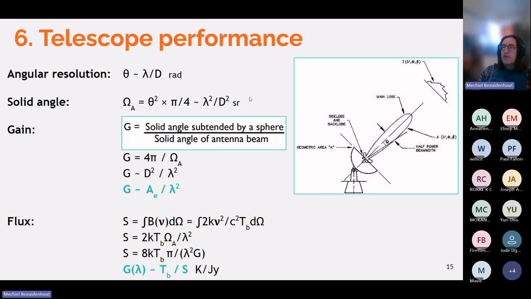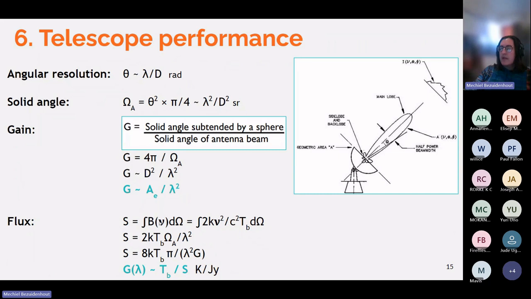And this allows us to define a very important quantity called the gain of the telescope. That's defined as the solid angle subtended by a sphere, so remember, there are 4 pi steradians in a full sphere, divided by the solid angle of the antenna beam. So that's the omega A we just defined. So the gain is 4 pi divided by omega A, which, if we use the formula that we derived above, is approximately given by the diameter of the dish squared divided by the wavelength squared. And that's also proportional to the effective area of the telescope divided by the wavelength squared.